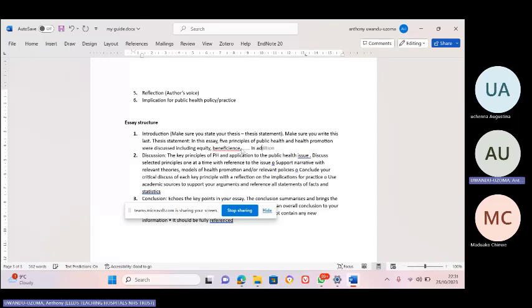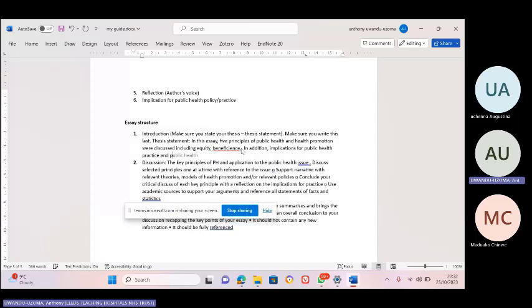Then in addition to this, I remember that there's cultural competence too. Cultural competence. Let me leave that one. So, etc. Now, in addition, you just say what it is. What did you do in your whole essay? So, in addition, implications for public health practice and policy were discussed.